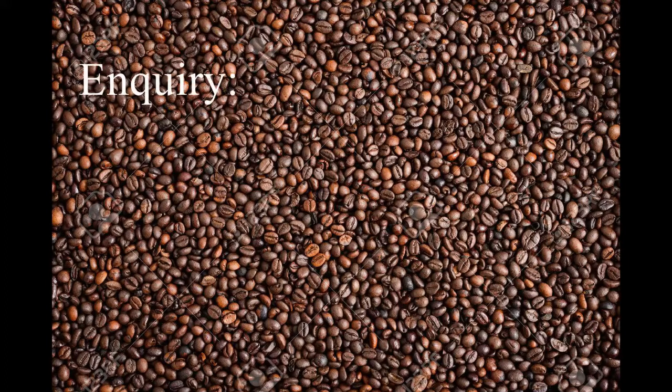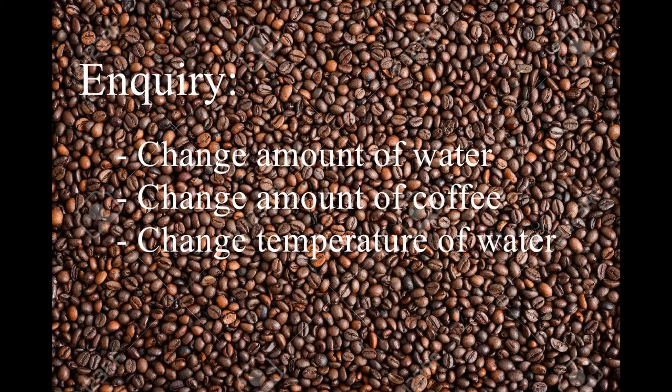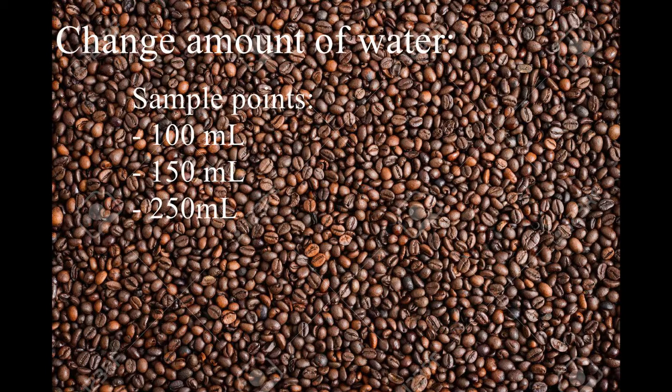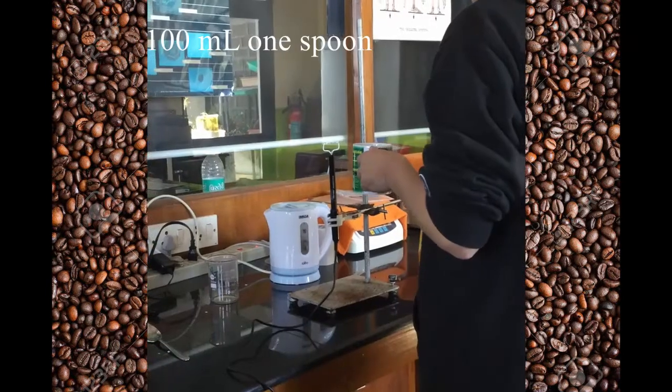As for the inquiry part, we decided to change the amount of water, the amount of coffee powder, and the temperature of the water. First, we changed the amount of water. We obtained the data for 100 ml, 150 ml, and 250 ml. As for the results, we noticed that pitch goes up faster when there's less water. Here is a video for 100 ml water with 1 teaspoon of coffee.